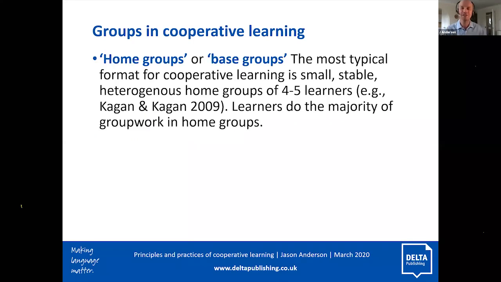Well, some of the writers like the Johnson brothers and Spencer Kagan talk about home groups or base groups. And remember, we're talking about different ability classes, very heterogeneous classes. And the most typical format for cooperative learning is these small groups. The groups, especially if you're working in a secondary context, as many of you are, should remain stable, not necessarily for the whole academic year, but at least for one semester or one term. And that each group should have a combination of stronger and weaker learners, so that it's probably better for you as a teacher to decide who goes into each group, so that the students don't pick themselves and you don't end up with one group which has stronger and one group with weaker learners. And students do the majority of their learning in these 4 to 5 member home groups or base groups.